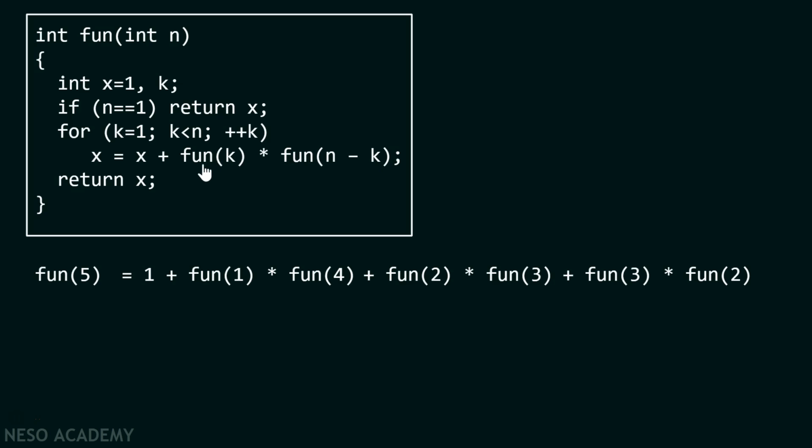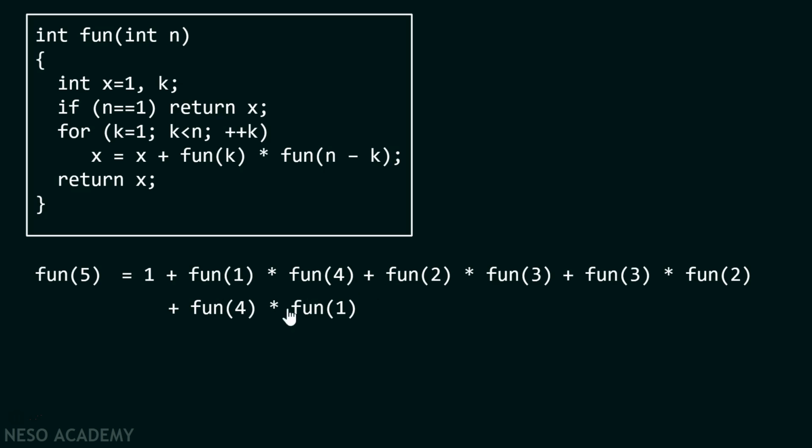Therefore, we will simply add fun4 into fun1 to this whole statement. So we can say that the final value of x will be 1 plus fun1 into fun4 plus fun2 into fun3 plus fun3 into fun2 plus fun4 into fun1. This is going to be the output of fun5. I'm simply mentioning these functions and I'm not mentioning the values they returned. There is a reason behind that.